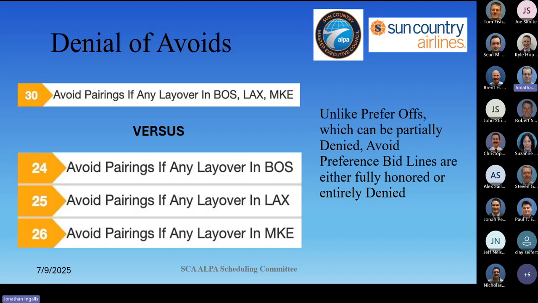But if you have a preference of saying, hey, in denial mode, I'd rather do Milwaukee first, then Los Angeles, then Boston, then order from the top down. Boston is the most important thing to avoid, then Los Angeles, then Milwaukee. That way, the first thing it denies is Milwaukee to you, and now you're not doing Boston or Los Angeles, and if it has to avoid Los Angeles, at least you're still not doing Boston.